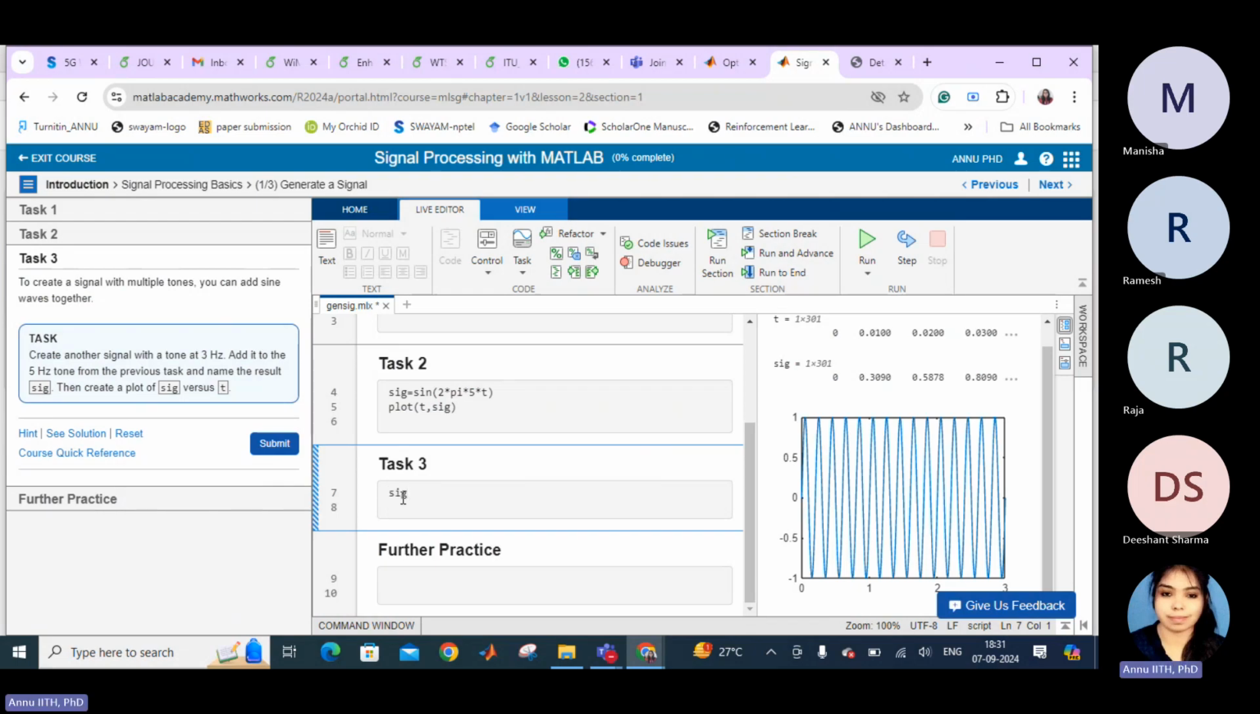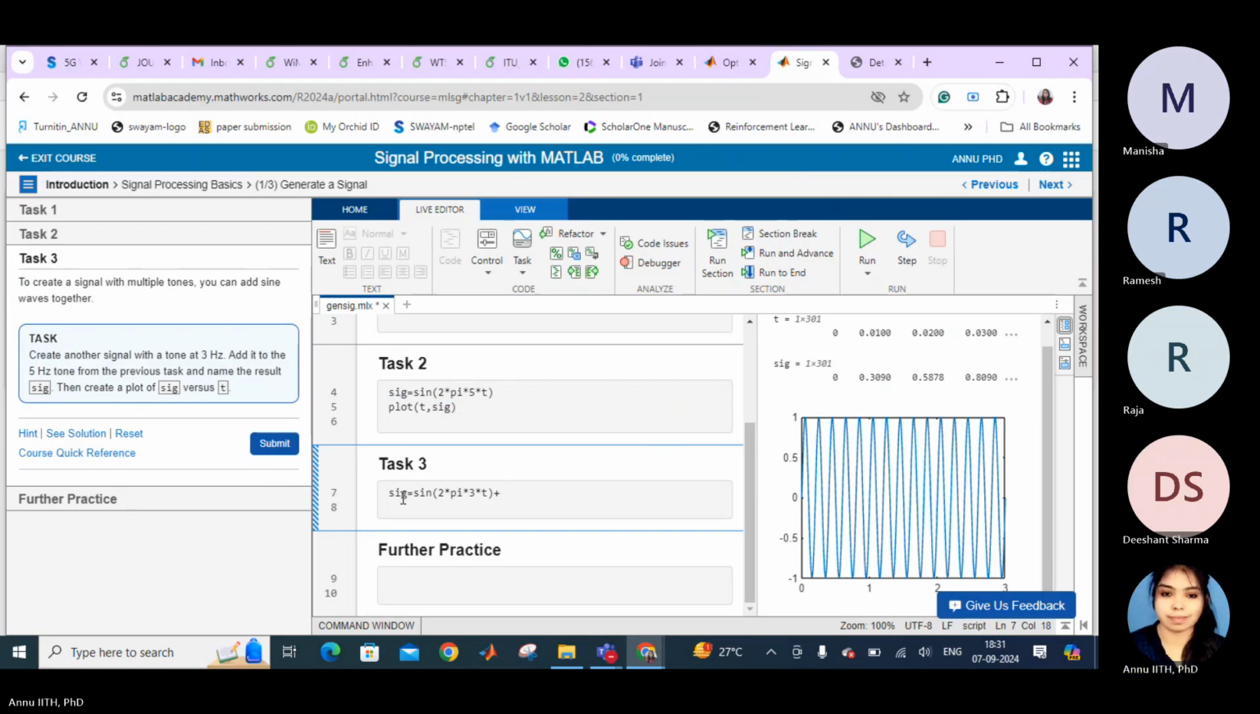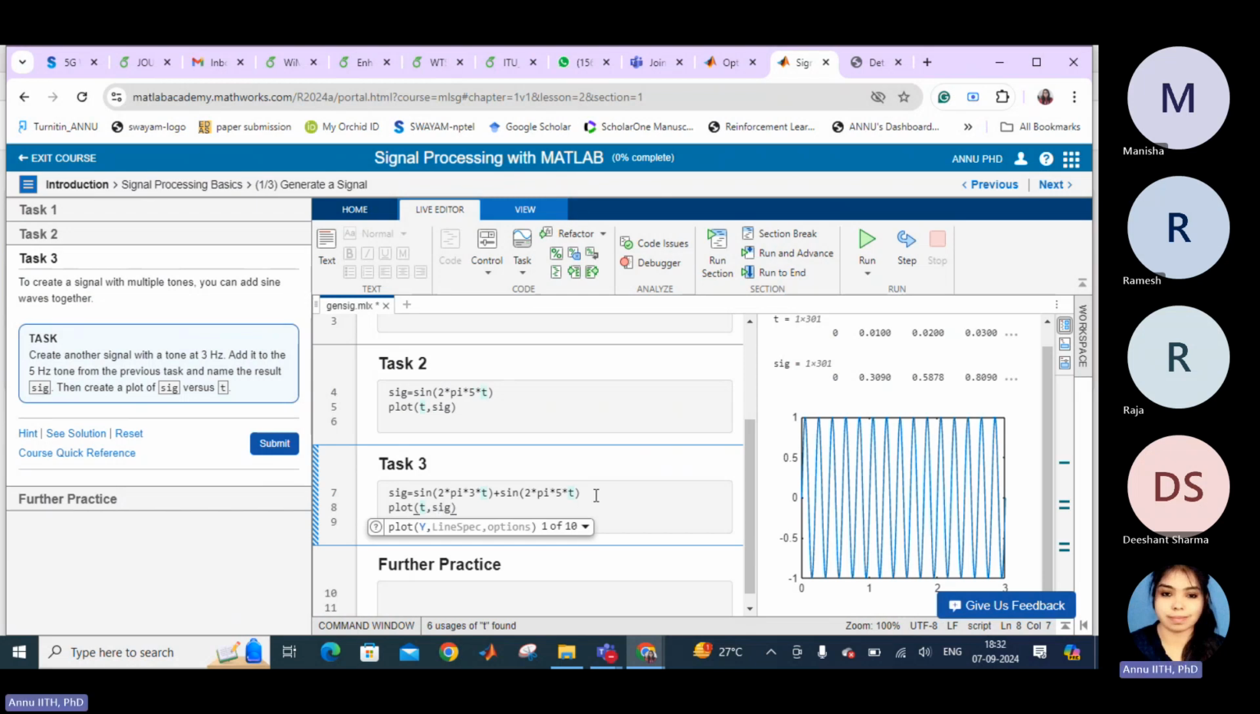sig is equal to sine 2 pi, here f is 3, with t the same, plus again sine 2 pi. Okay, now let's create a plot again. Plot t, sig.